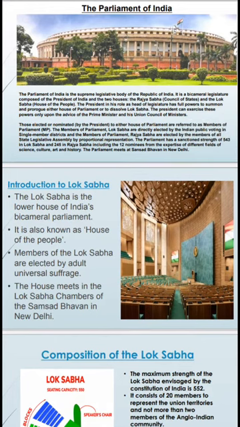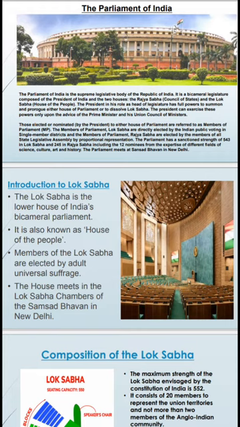The Parliament of India is the supreme legislative body of the Republic of India. It is a bicameral legislature composed of the President of India and the two houses, the Rajya Sabha or Council of States, and the Lok Sabha, the House of the People. The President, in his role as head of the legislature, has full powers to summon and prorogue either House of Parliament or to dissolve Lok Sabha. The President can exercise these powers only upon the advice of the Prime Minister and the Union Council of Ministers.